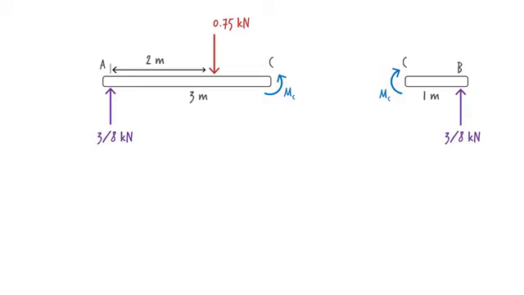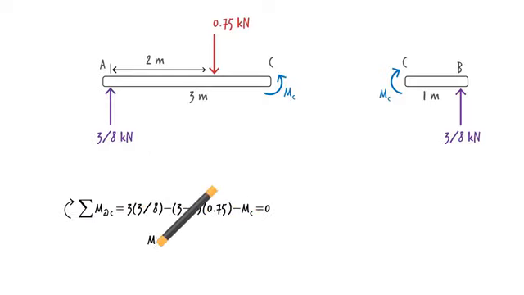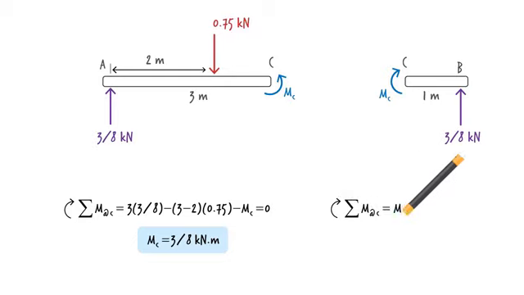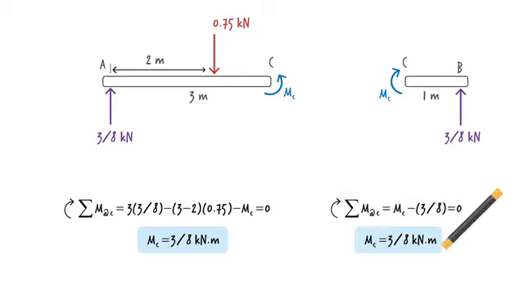To determine the moment, we simply apply the moment equilibrium equation to point C. For the left segment, the equation is, solving it for MC, we get the bending moment. It has a unit of force times length. So here we have the moment expressed in kilonewton meters. Of course, we could have calculated the moment using the right segment of the beam, which would have given us the same value for MC.